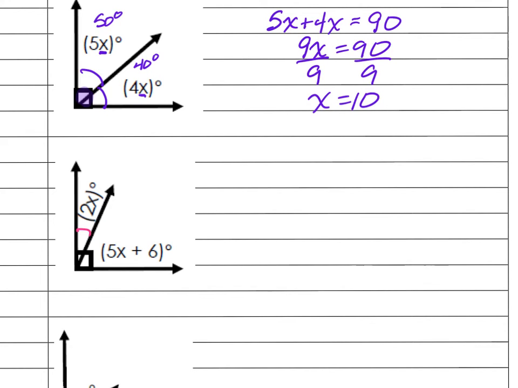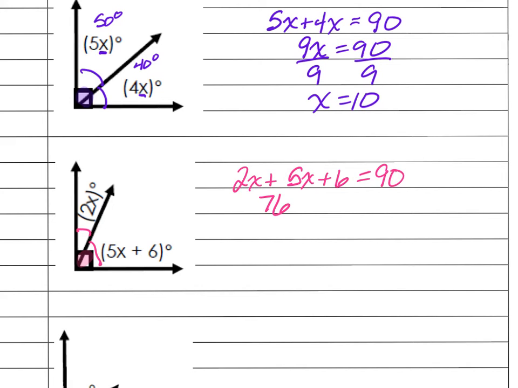I have this angle, and I know that they equal 90 because it's a 90-degree angle. So I know that 2x plus 5x plus 6 equals 90. And they always equal 90 because I have my 90-degree sign there. So now I'm going to combine my like terms. So 2x plus 5x is 7x.